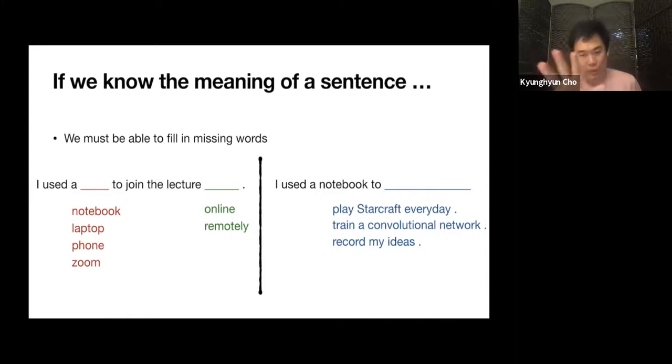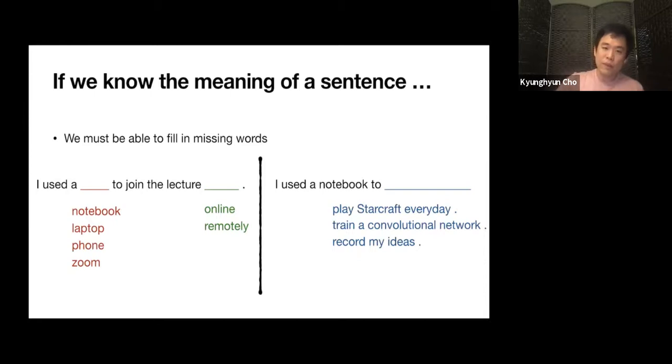Or, I'm sorry about that, let's rephrase. If I use the first sense or meaning of the word notebook, that is something that we write on, I may be able to complete this sentence by saying, I use a notebook to record my ideas. So the fact that we can fill in these missing bits tells us that we know the meaning of a sentence.